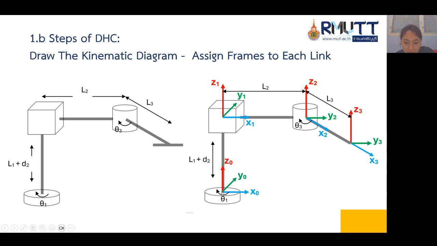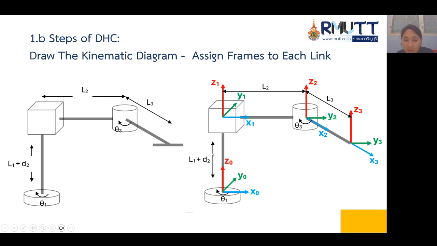And for this linkage, or distance from the z-axis, the current z-axis here compared with the previous z-axis, we have a distance value d2, and also we have the distance difference along the x-axis from the current frame to the previous x-axis frame. We have L1.